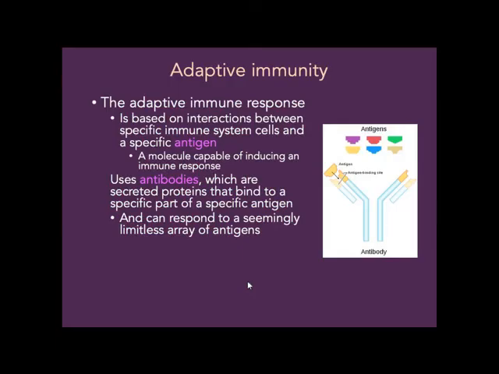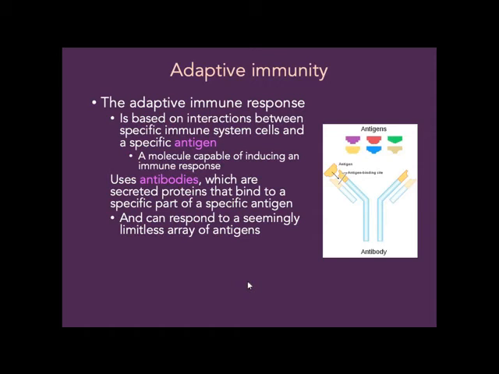All right, so we talked about the innate immune response. Now we're going to talk about the adaptive immune response. So this is a system that's based on interactions between specific immune system cells and a specific antigen. So an antigen is any molecule capable of inducing an immune response. Usually we like to think of antigens as kind of the little nubbins on the outside of the virus or the bacteria, okay?